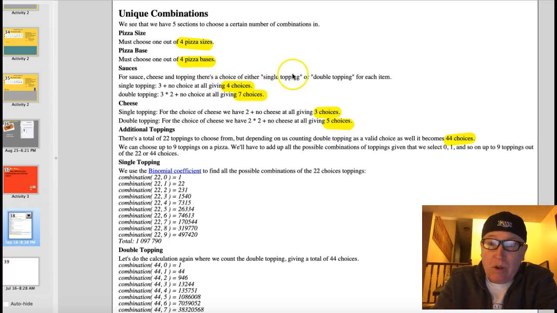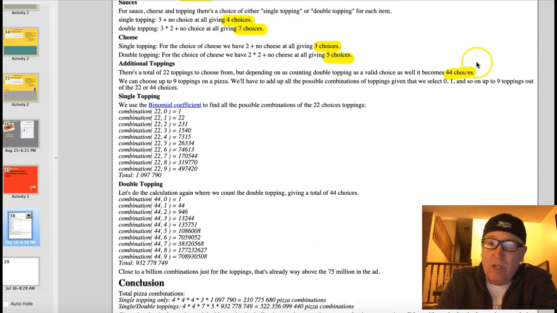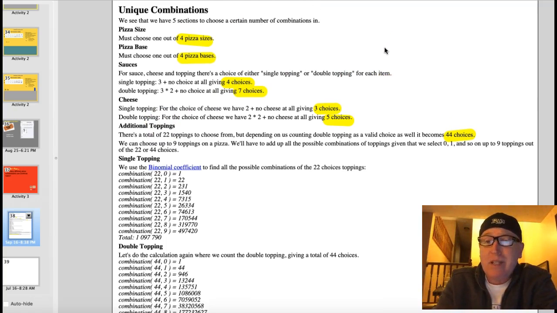For double toppings, you can add 4 choices. For cheese, there's 3 choices. There's something like 44 different topping choices. It just gets incredible. I used to think it was 75 million, but there's actually about 105 million different types of pizza to choose from at Domino's when you factor in all the different toppings, the sizes, the sauces, if it's a single topping or double topping. And if it's the double topping of the same topping, jinkies, you could be eating pizza for quite a while.